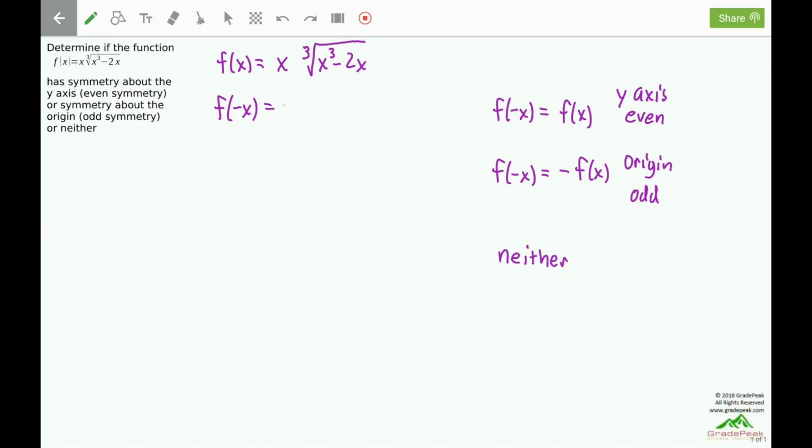F of negative x means to plug in negative x in for each of the x's, which will give negative x times the cubed root of negative x cubed minus 2 times negative x. Which is a negative x times the cubed root of negative cubed is negative, and then x cubed. A negative 2 times a negative x is a positive 2x.